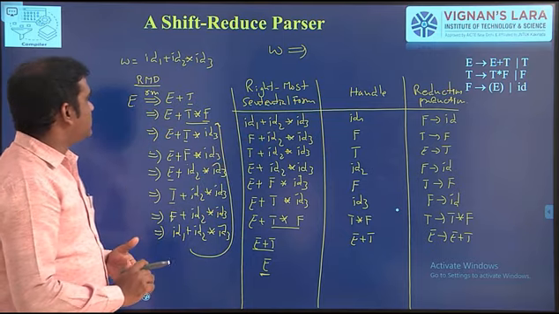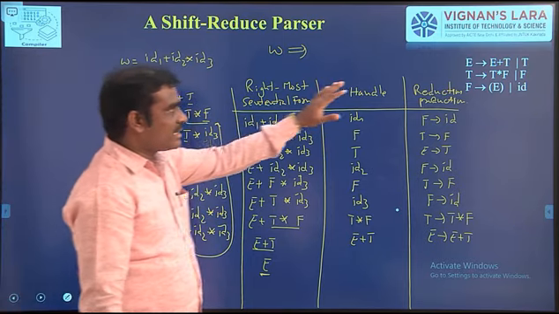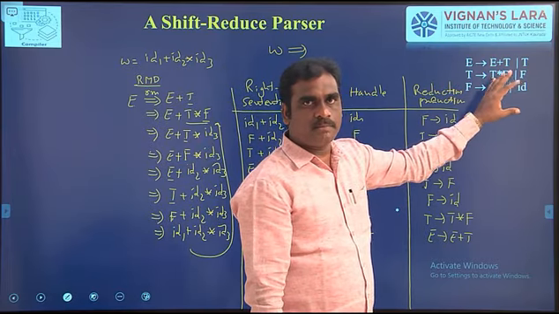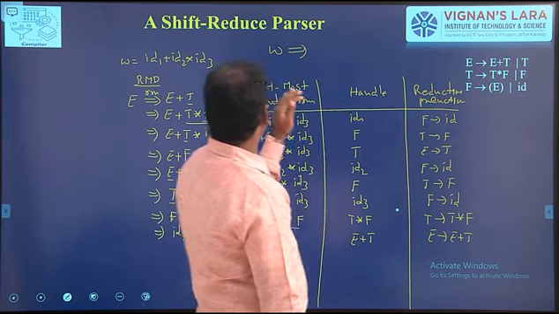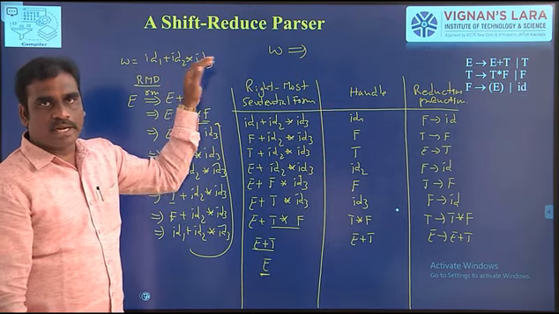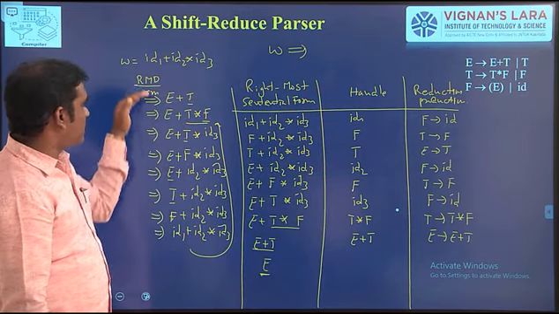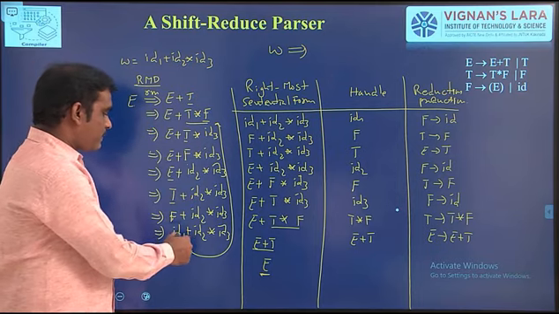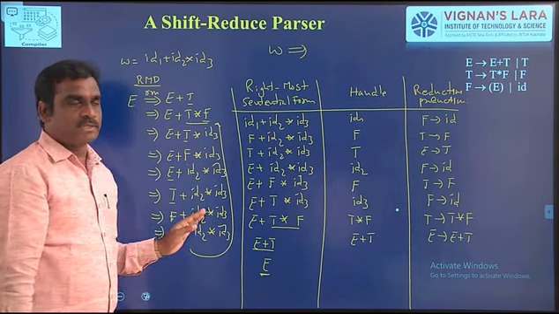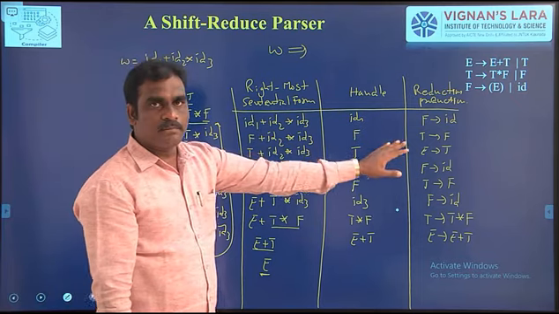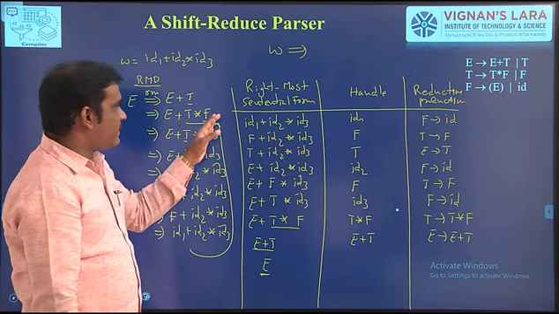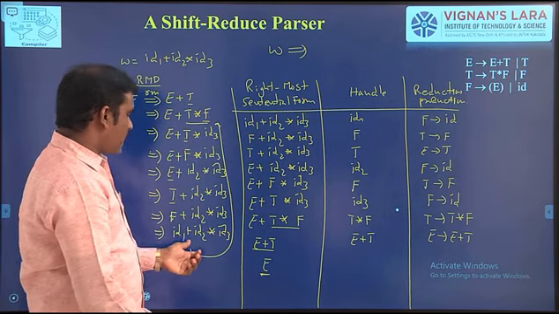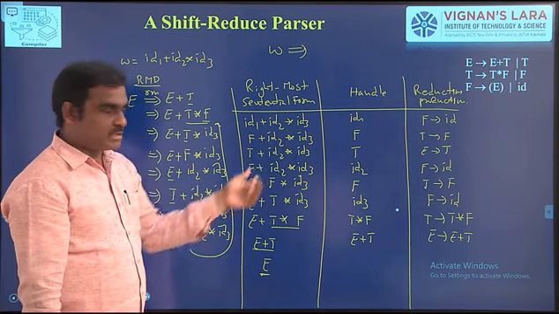So here, first, this is the given grammar. The procedure is: take the given grammar and derive the input string ID1 plus ID2 star ID3. So start by applying normal rightmost derivation and then perform the reverse of rightmost derivation. So this is the process. The reverse of rightmost derivation we can call a handle pruning.